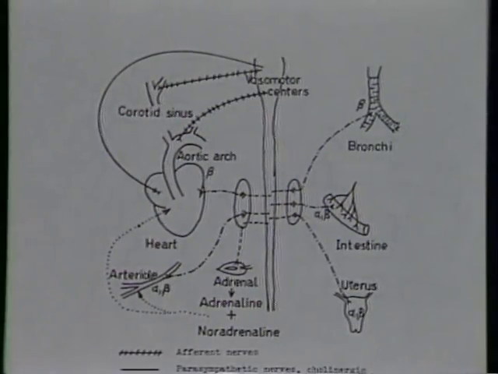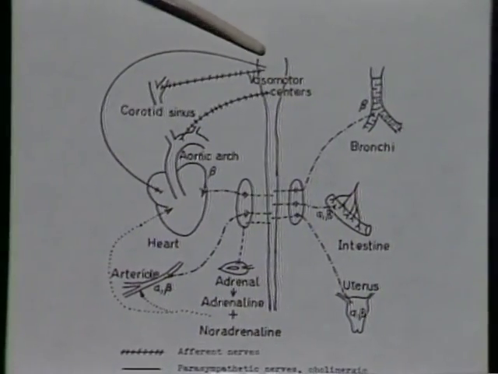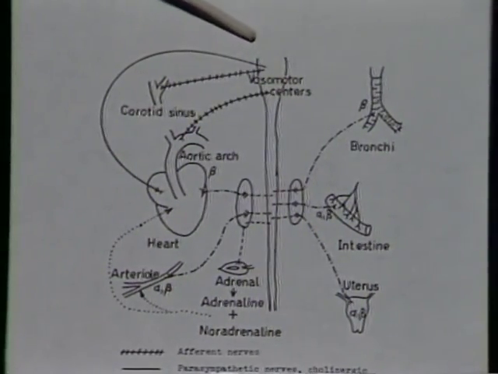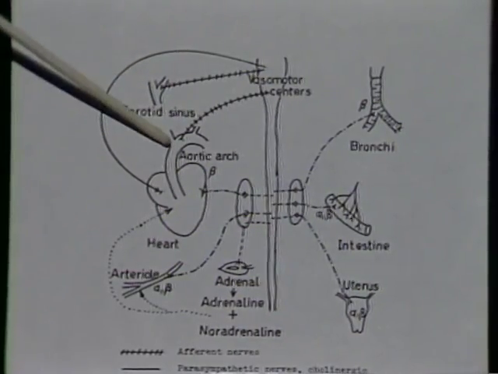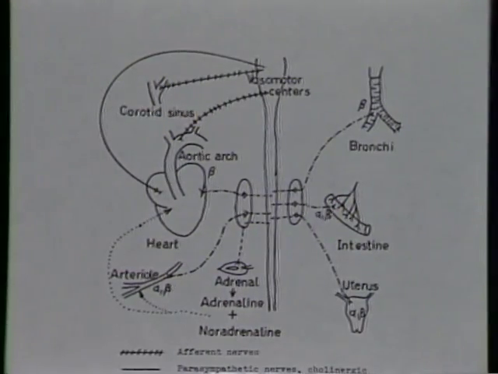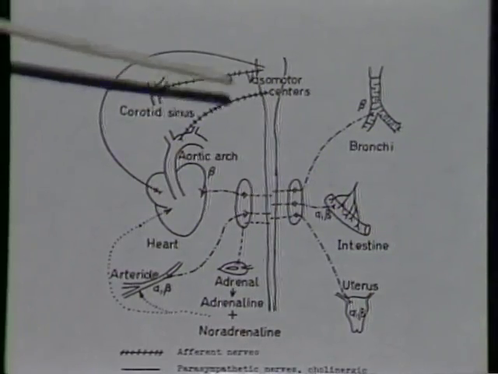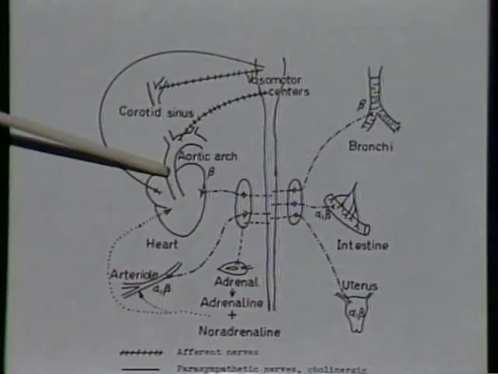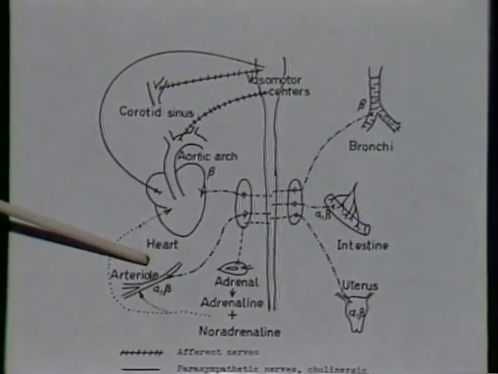Blood pressure regulation in the animal is mediated by the vasomotor center in the brain. This center monitors blood pressure in the carotid sinus and the aortic arch, and afferent impulses are sent to the vasomotor center. The vasomotor center then regulates the sympathetic outflow to the heart and to the vascular smooth muscle, as well as to the adrenal gland.